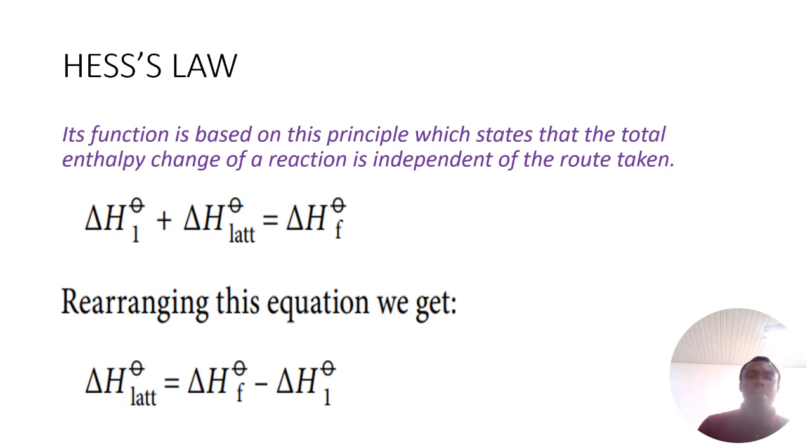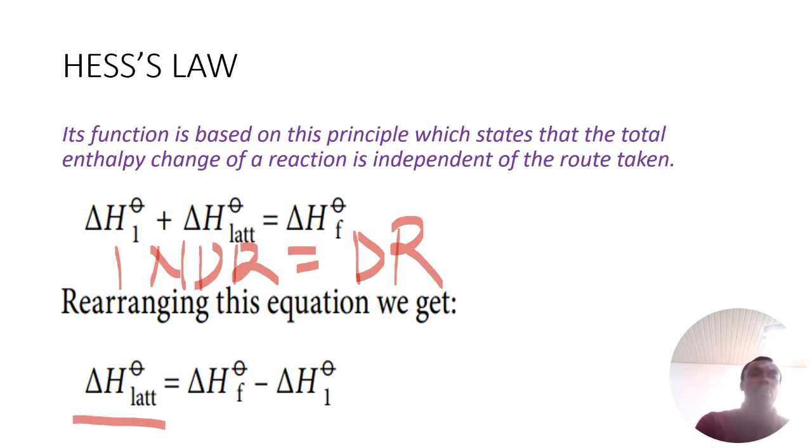In our last class, we came to understand that the operation of the Born-Haber cycle is based on the principles of Hess's law, which states that the total enthalpy change of a reaction is independent of the route that is taken, provided that the initial and the final conditions remain the same. So we understood that the indirect route is equal to the direct route, and we came up with the formula for calculating lattice energy.